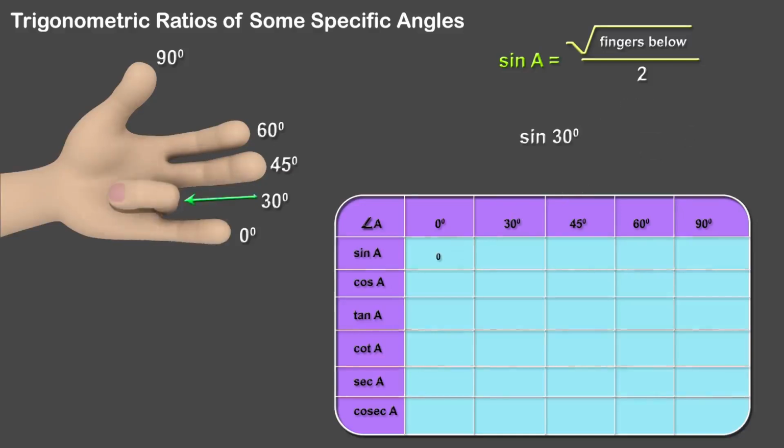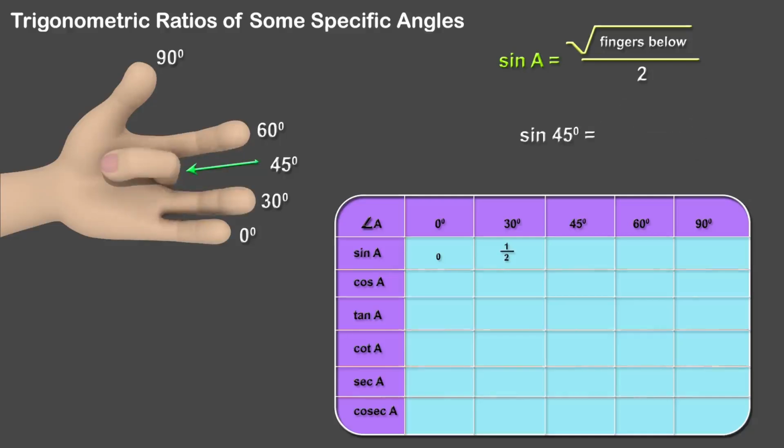Let's see sine 30. Below the ring finger, we have only one finger. So, we get under root 1 by 2, which is 1 by 2. So, sine 30 is equal to 1 by 2. Let's find sine 45. Now, below the middle finger, we have two fingers. So, we get under root 2 by 2. If we rationalize this, we get 1 by root 2. So, sine 45 is equal to 1 by root 2.